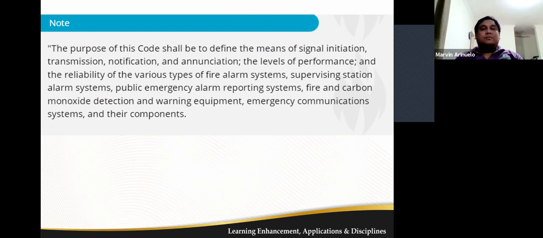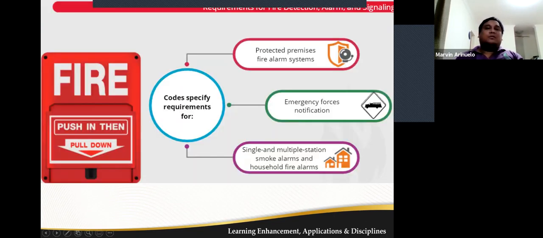The purpose of the code is to define the means of signal initiation and the transmission of the signal, notifying the potentially affected parties and how it will be announced using the annunciation devices, and the level of performance required, let's say the amount of sound intensity or light intensity required, and the reliability of various types of fire alarm, supervising station alarm, public emergency alarm, fire and carbon monoxide detection, emergency communication systems, and other appurtenances or components.